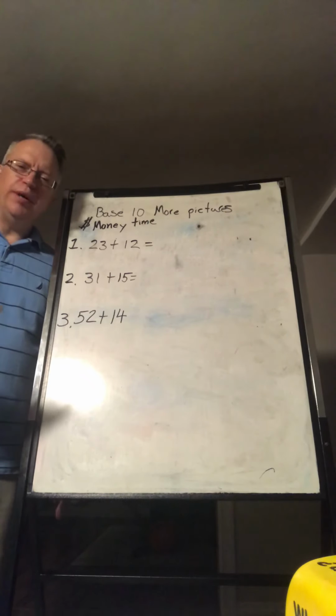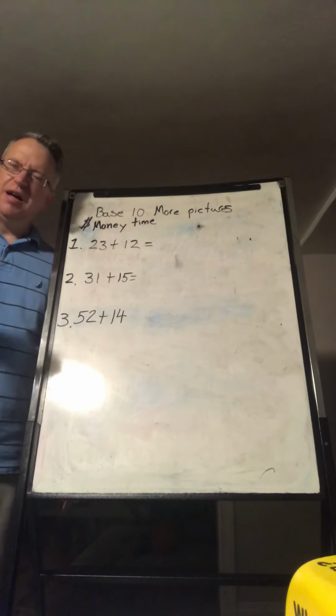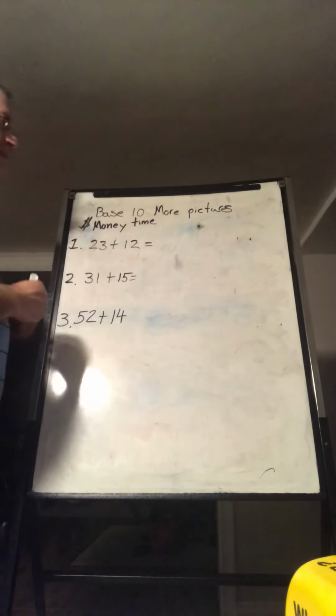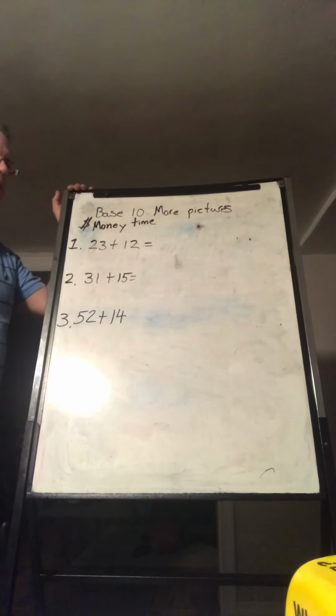I'm going to show you another way to draw the picture. It's probably the way that most adults think of money. Think of base 10, we think of it with money. I jumped the gun a little bit, sorry about that. But we think of it as money. So money time. More base 10 pictures.